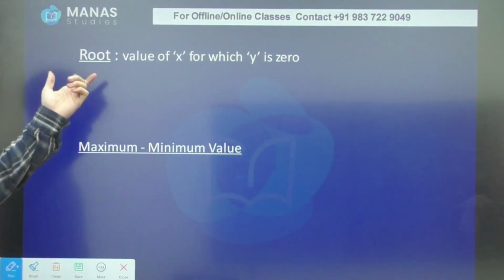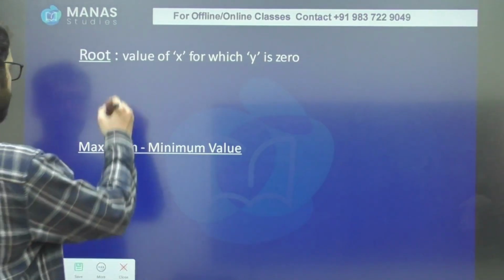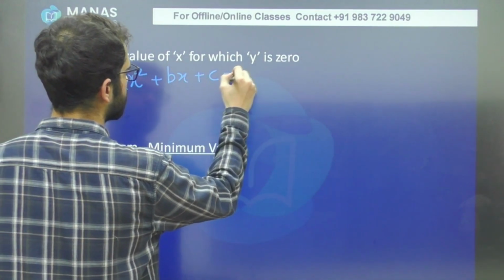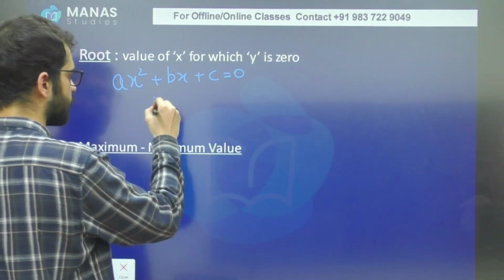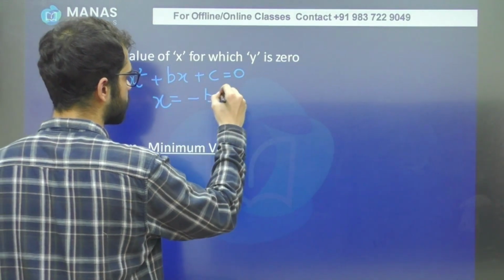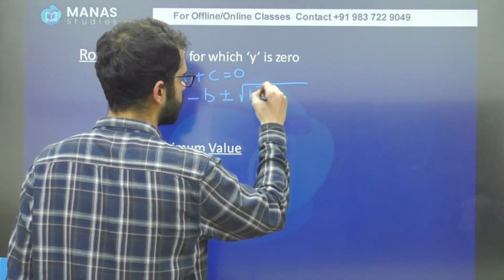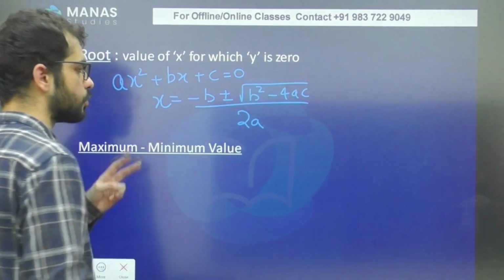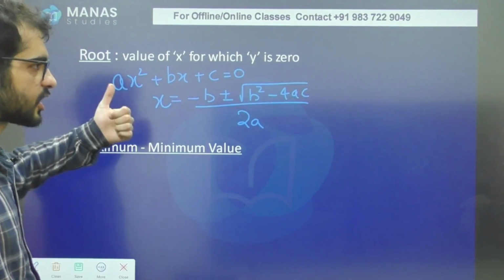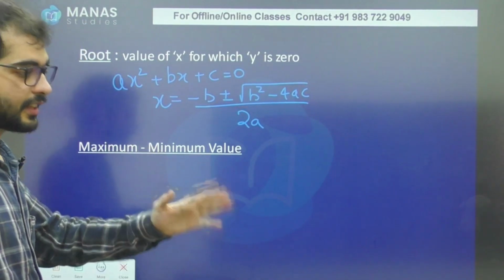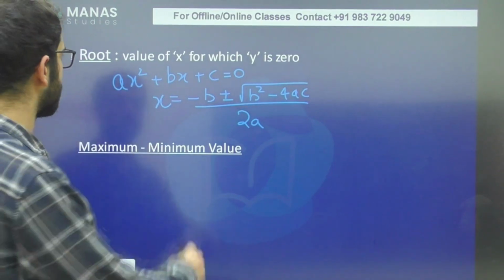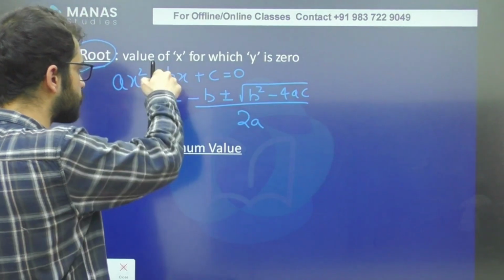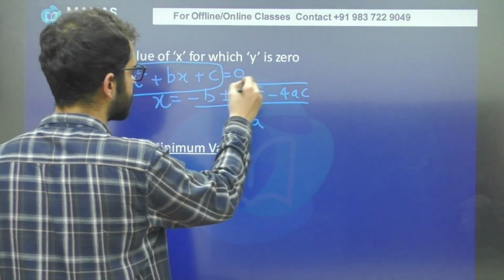Now, what is the root? You must have studied it in quadratic equations when they used to write ax square plus bx plus c equals to 0. And by the Sridharacharya method, we used to write x is equal to minus b plus minus root of b square minus 4ac upon 2a. We used to get two values of x. They could either be real and distinct, or equal and real, or imaginary, but the two values were known as the roots of the equation. It is that value of x which when input in this equation gives the result as 0.